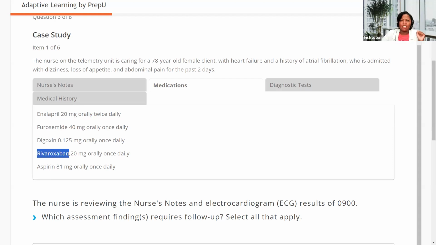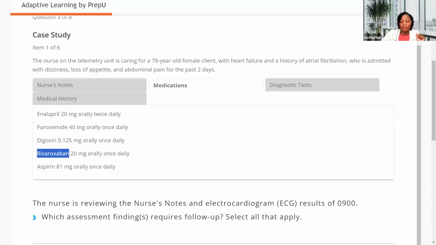Varoxaban. Somebody drop in the chat what this drug is. And good old aspirin, we know that to be antiplatelet, so it helps to thin blood and is more preventative for patients that have atrial fibrillation, so that it prevents clotting, right?